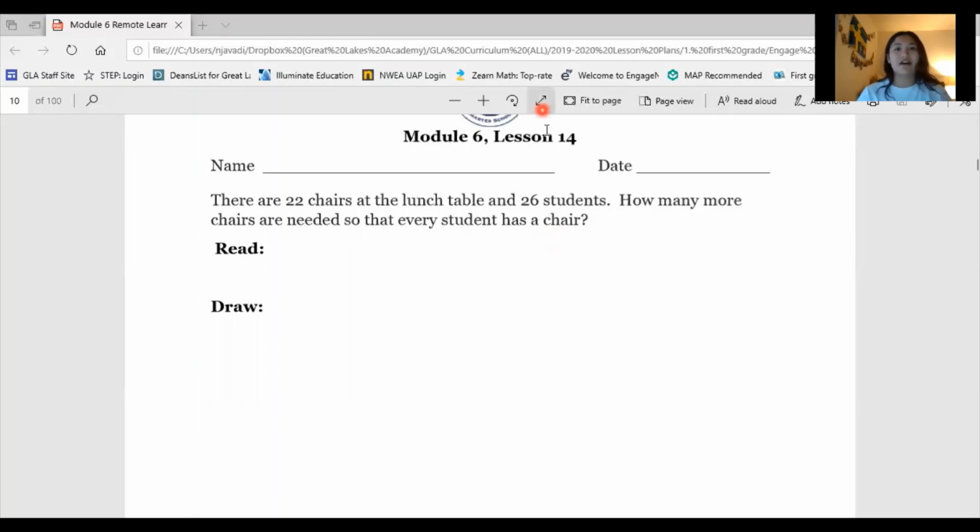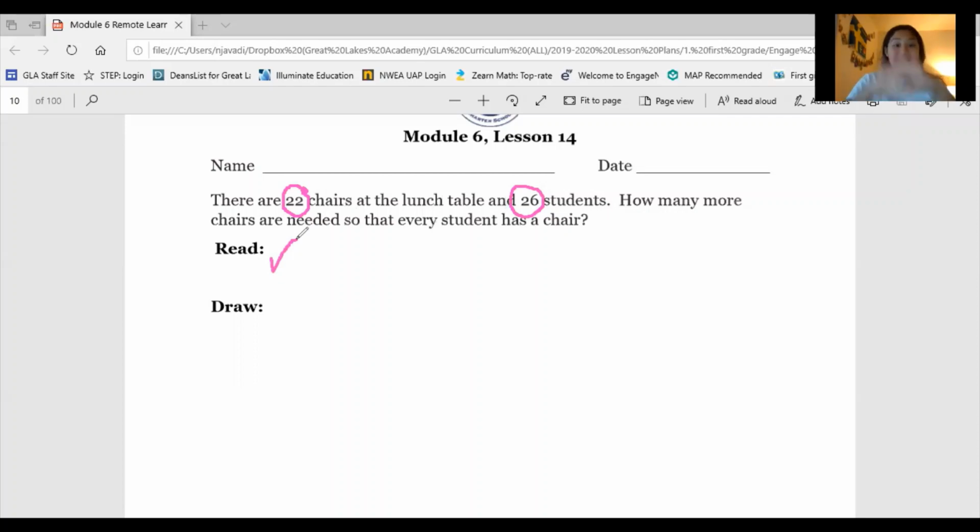Nice job solving on your own. Let's look at it together. So first things first, we need to mark up the problem. I see a couple of numbers in my problem. I'm going to circle this one over here and 26 right there. Now let's draw a tape diagram to help us solve this problem.